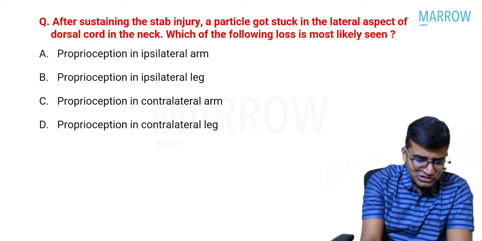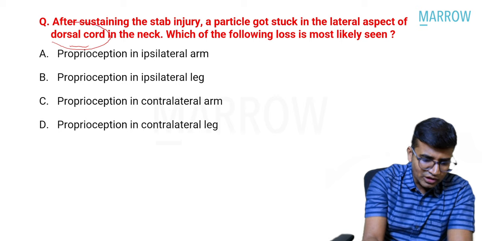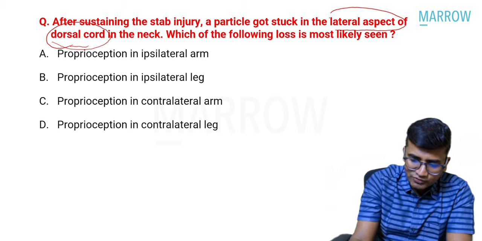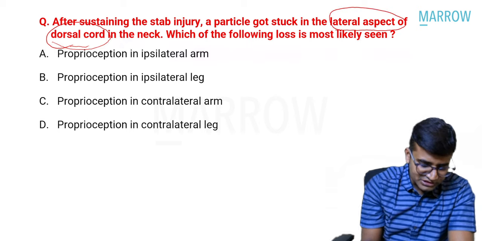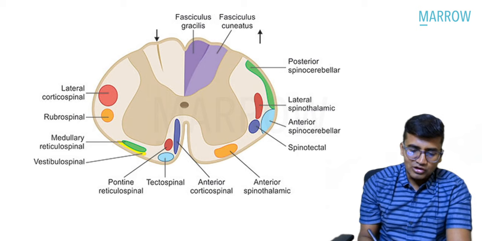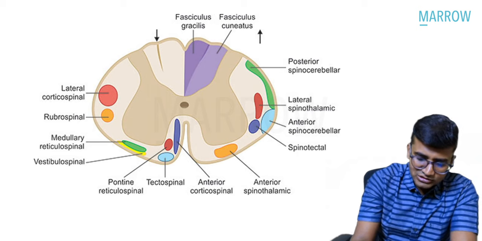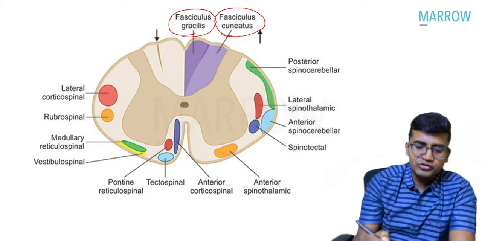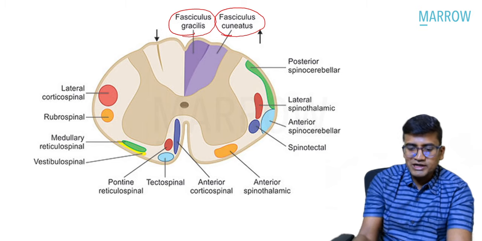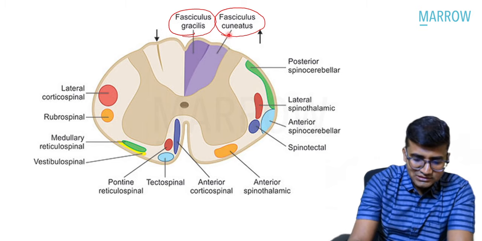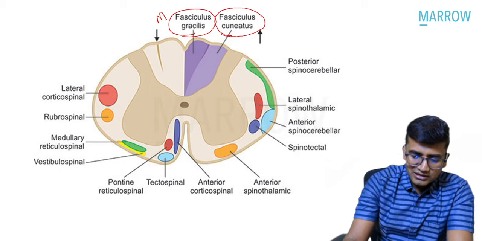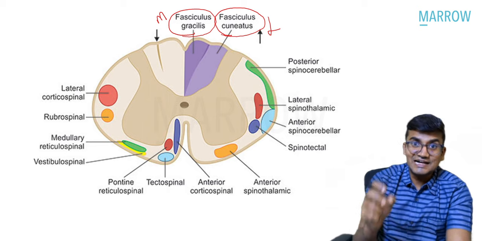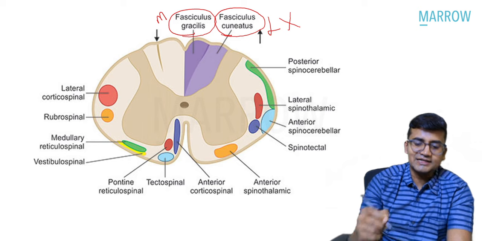Right, so now the question is about the cord, the dorsal cord. Now the question they gave specifically the lateral aspect of the dorsal cord. Now see the question. Now this is the dorsal cord. We have two structures, fasciculus gracilis and fasciculus cuneatus. Now which is lateral, which is medial? Fasciculus gracilis is medial and fasciculus cuneatus is lateral. So fasciculus cuneatus is the lateral structure. It is the structure affected.